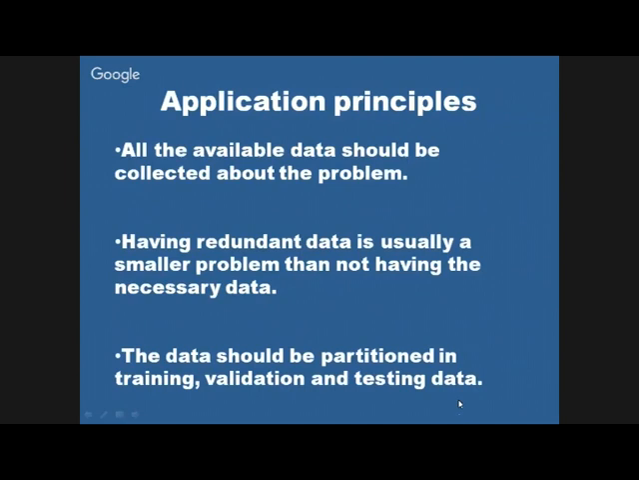All the available data should be collected about the problem. Redundant data is usually a smaller problem than not having the necessary data. You should have the necessary data and huge data with you. The data should be partitioned into training, validation, and testing. Again, three new terms we have got: one is training, another is validation, and the third is testing. For example, you have 100 images in your database. So 70% of the data, 70 images, we use for training the network. 15% we use for validation, to check whether your network is correct or wrong. If your validation is wrong, again you go for network designing with those 70% data. And finally, you have validated the data. After that, the remaining 15% you take as testing data.